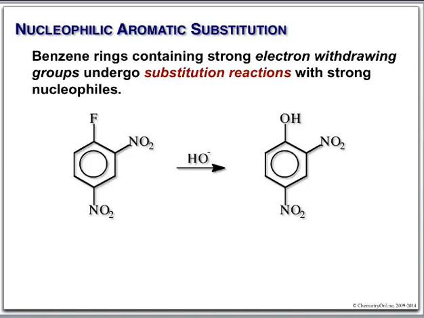Now, this ring is very electron deficient, isn't it? We have two nitro groups. Very electron deficient. We've dealt with substitution reactions before, haven't we? Way back in chapter, I don't know, 6 or something. What we said was we have two basic substitution mechanisms, SN1 and SN2.